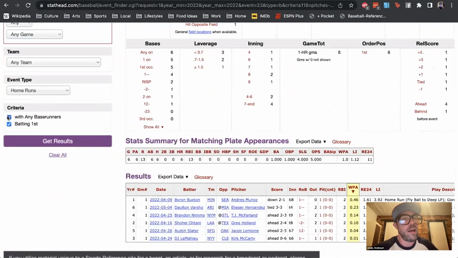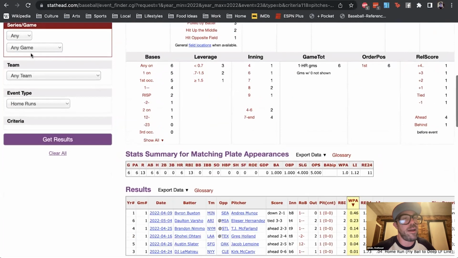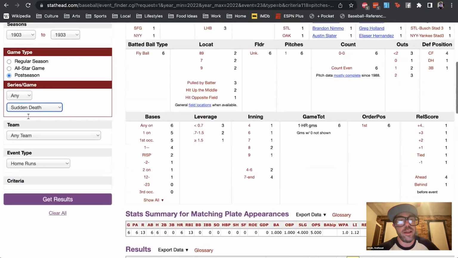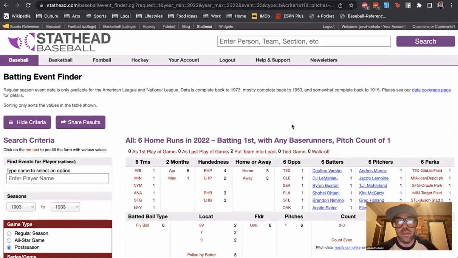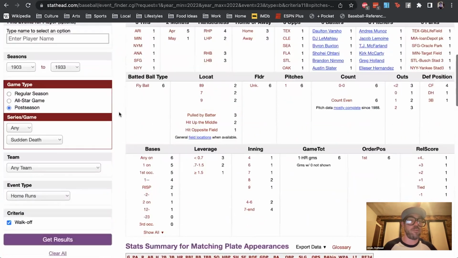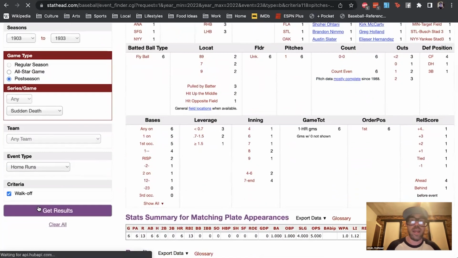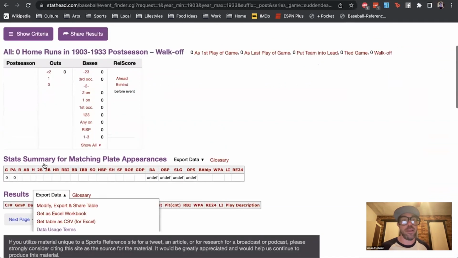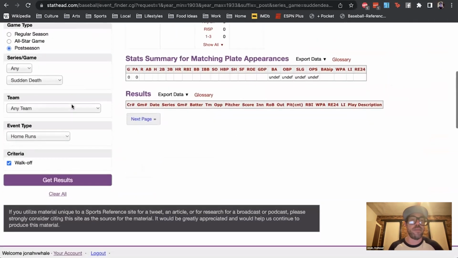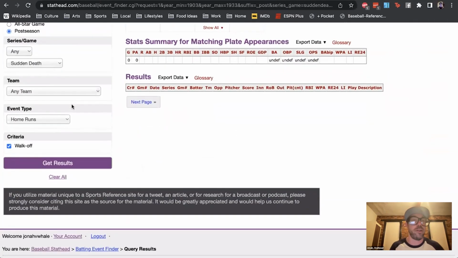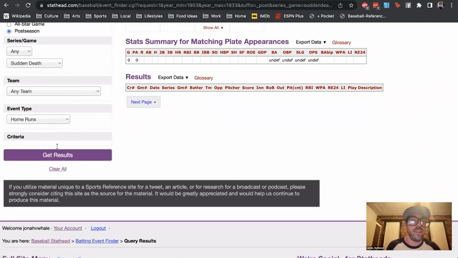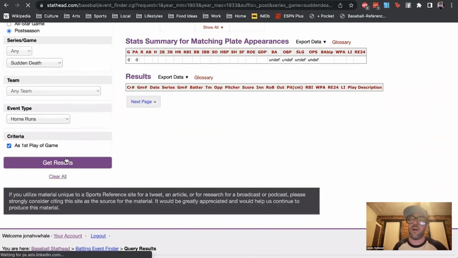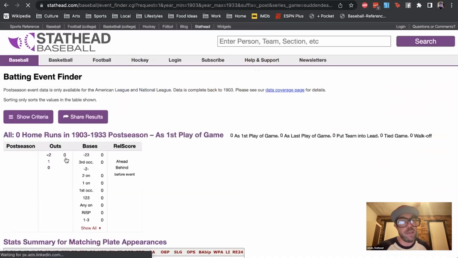So I think a fun one would be, let's do sudden death games. And let's do walk-off homers. So who had a walk-off home run in any sort of series clinching situation? Never happened. So that is something for all of the players to strive for this season. But you could also see, well, what about someone leading off a game like that? The very first play of the game, did anyone do that?